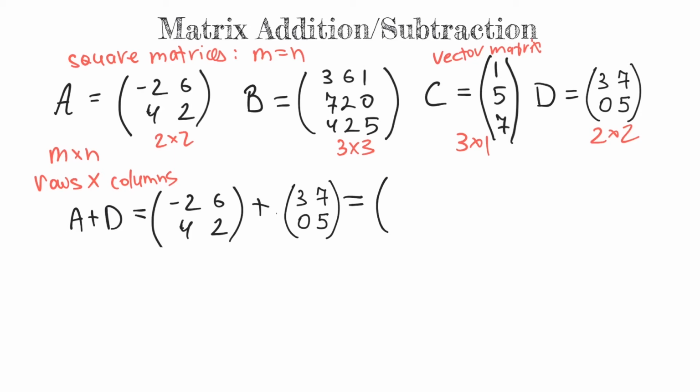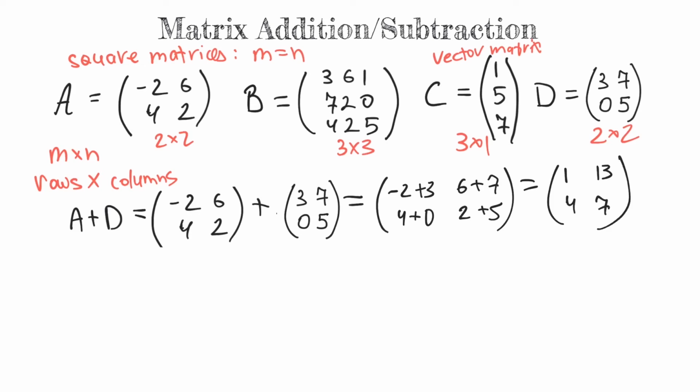Adding two matrices is essentially adding each element in the same position. So in this case, it's going to be -2 plus 3, 6 plus 7, 4 plus 0, and lastly, 2 plus 5. What that gives us is a 2 by 2 matrix. The first element is 1, the second is 13, 4, and 7. Let's call it matrix M.